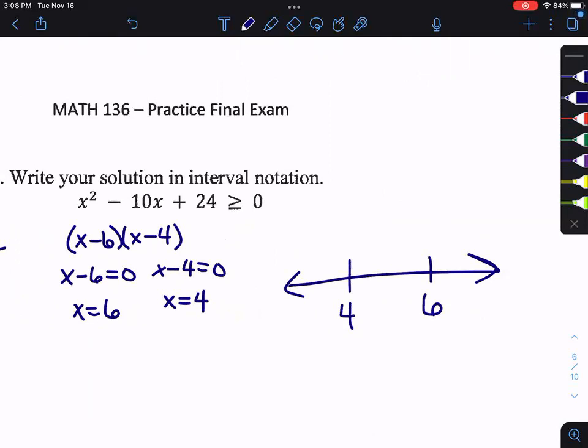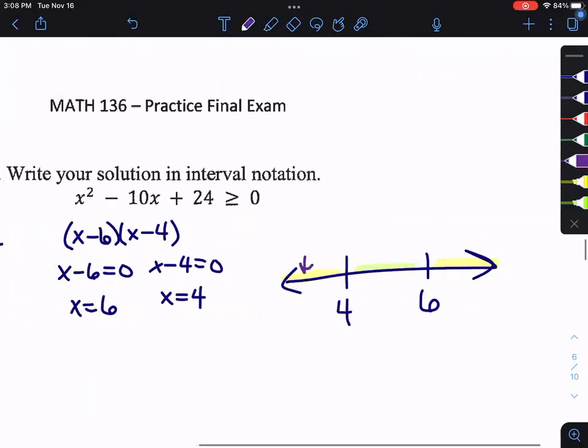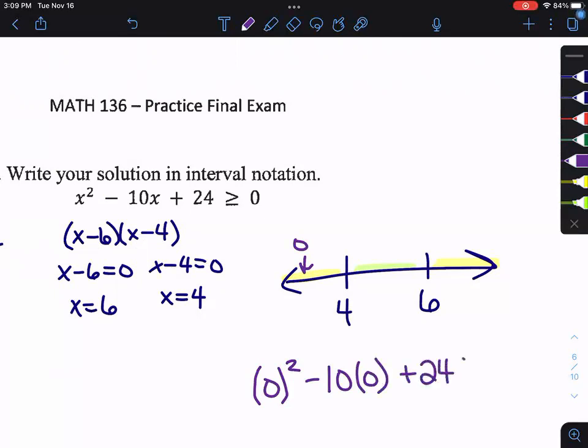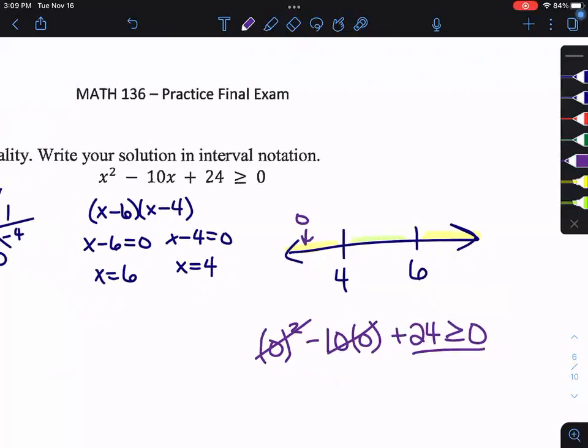Now we need to check the 3 regions that are created. So we have this region, we have this region, and we have this region. When we check these, we can pick any number we want. So when I check this region, I would check 0, because it's smaller than 4. So I would take 0 squared minus 10 times 0 plus 24 and see if that's greater than or equal to 0. Well, these are going to be zeros. 24 is greater than or equal to 0. So this first region is going to work. It's going to give us a true statement.